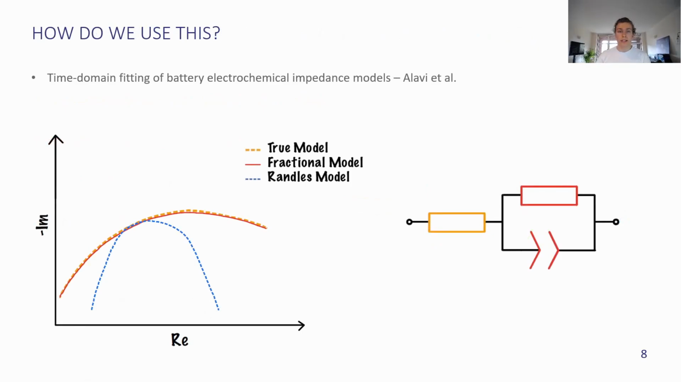So now I'm going to talk quickly about why the constant phase element is necessary. Alavi et al. showed in their paper time domain fitting of battery electrochemical impedance models that a fractional model was a much better fit to true data when compared to a Randles model, where the fractional model was using a constant phase element and the Randles model was simply modeling a capacitor. And this was fitted to a reduced order equivalent circuit model shown on the right.